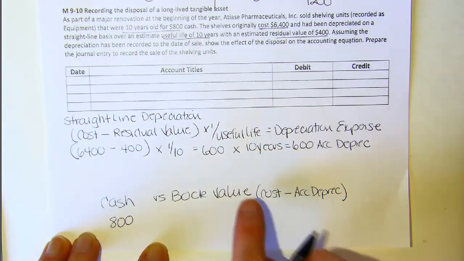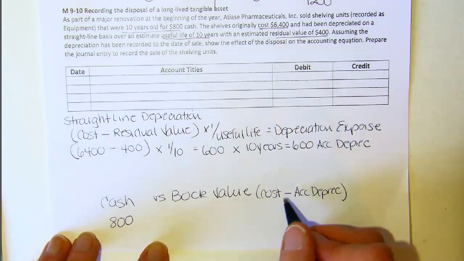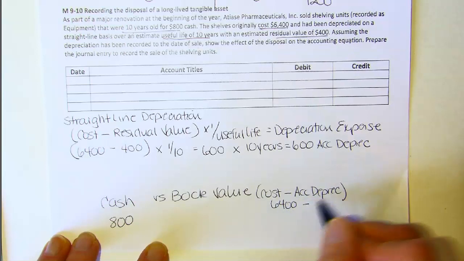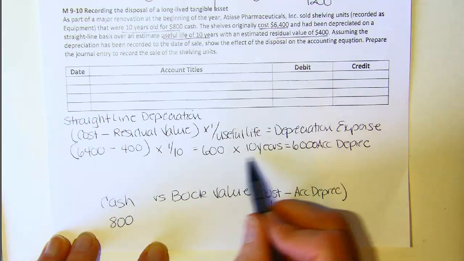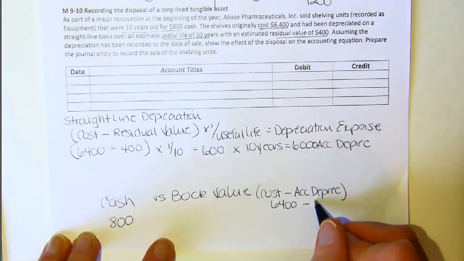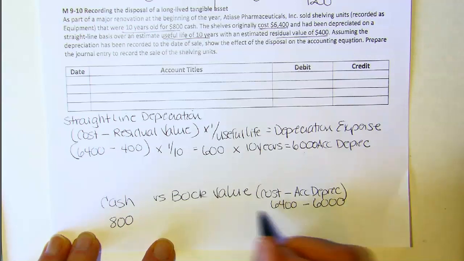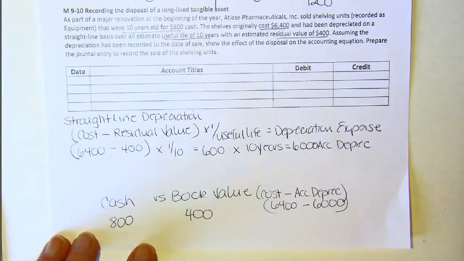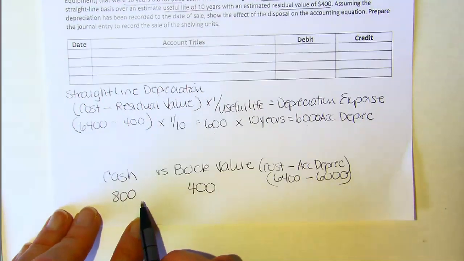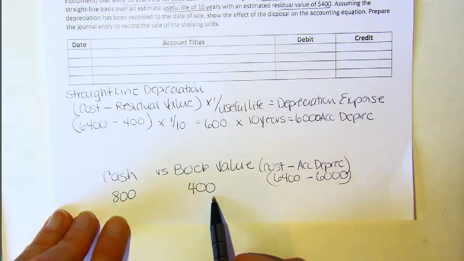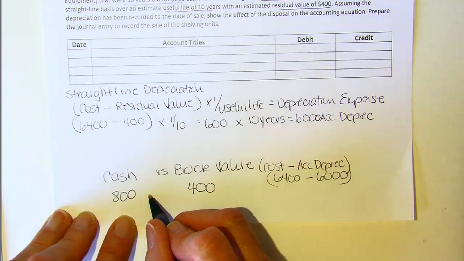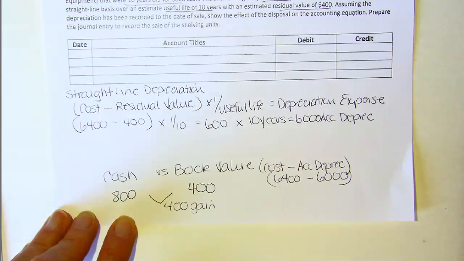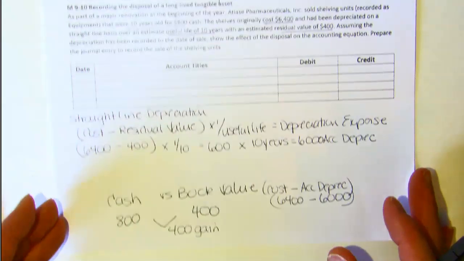So 600 times 10 years gives you $6,000 in accumulated depreciation. So if I wanted to figure out my book value, I would take the cost of $6,400 minus accumulated depreciation. 600 times 10 years is 6,000. So subtract out accumulated depreciation of 6,000, and my book value is 400. So I'm receiving $800 in cash for something that's worth $400 on our books. We're receiving more than it's worth, so we have a $400 gain. So let's record the disposition of that asset.